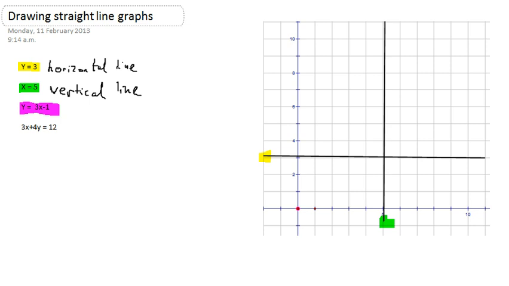Now, I've already highlighted my next equation. My next equation is y equals 3x minus 1. So that's a y equals mx plus c graph. Now I'm going to circle the minus 1. The minus 1 is my c, and my c is the point where it crosses the y-axis. So my y equals 3x minus 1 graph is going to cross the y-axis at minus 1. No high-powered maths done so far, just looking by inspection.